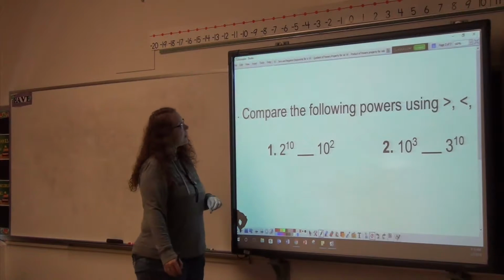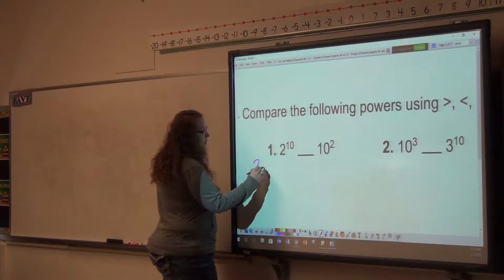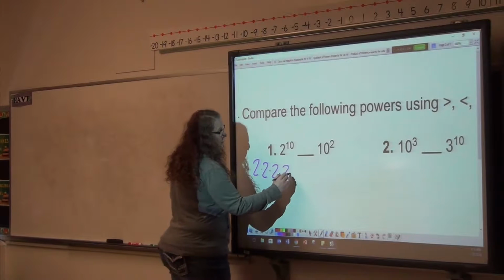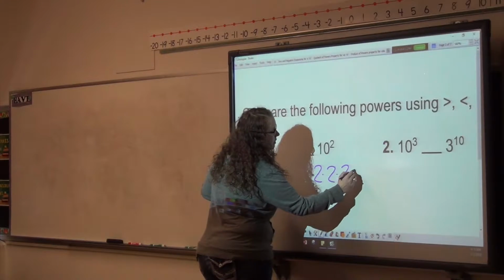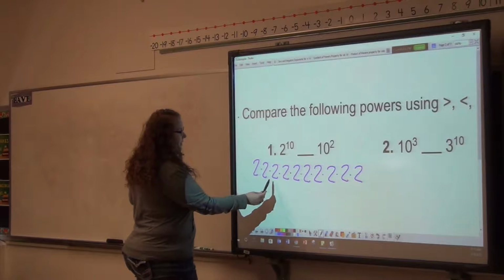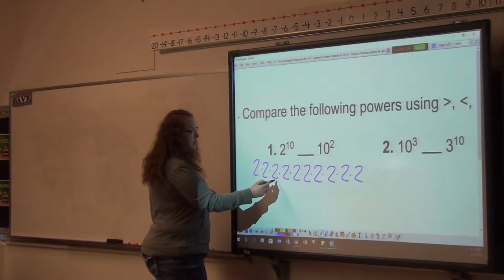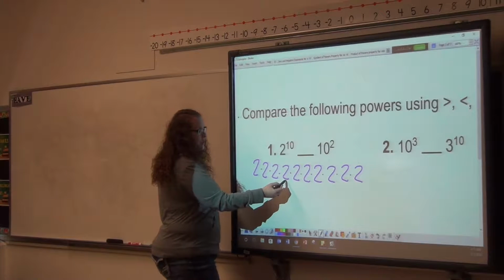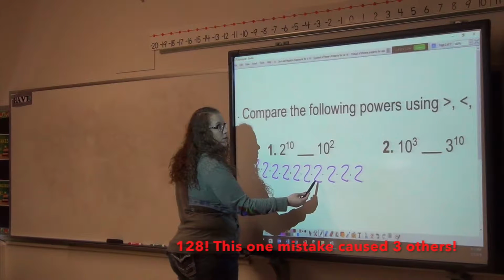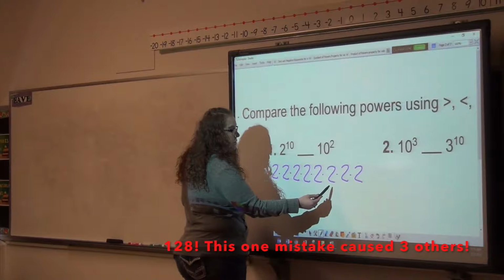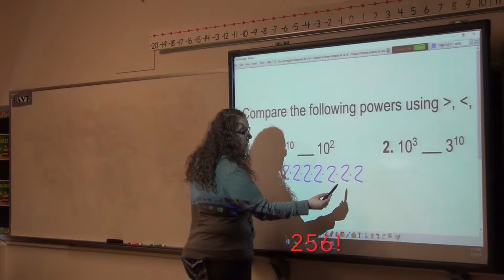All right, let's evaluate these. This is 2 times itself 10 times. So it's 2 times 2 times 2. Ten times, right? Do I get 10 of those? Yep, I've got 10 of those. Okay, so 2 times 2 is 4. Times 2 is 8. Times 2 is 16. Times 2 is 32. Times 2 is 64. Times 2 is 128. Times 2 is 256. Times 2.